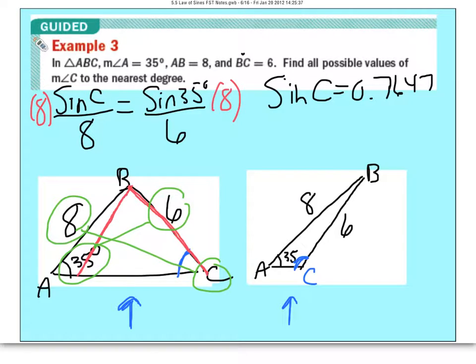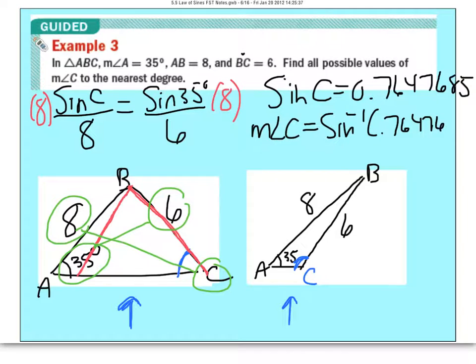0.7647. And I'll go out a few more, 685. Now to find the measure of angle C, remember we're going to do the inverse sine of this particular number up here. And when we do that, what we end up getting is that the measurement is about 50 degrees. So this angle C right down here in the lower is a 50-degree measurement.